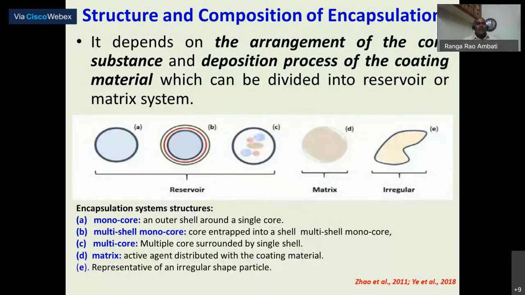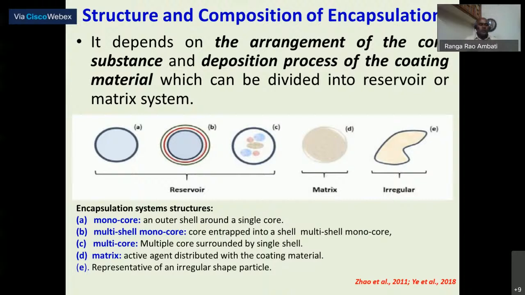And then when we talk about this encapsulation process, what is the structure and composition of encapsulation? If you look at the image, figures A, B, C, D, and E. Figure A is a monocore. You can see the shell round a single core, the material, the active ingredient, with an outer shell around the single core.